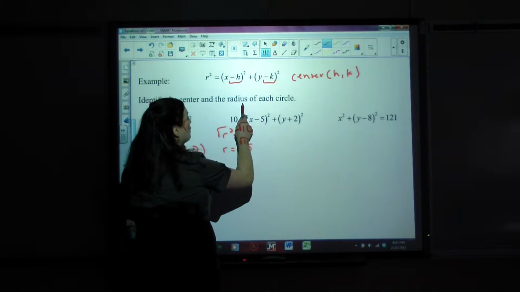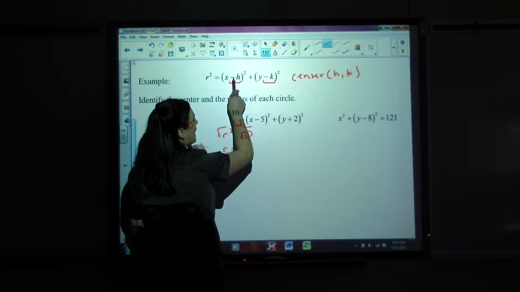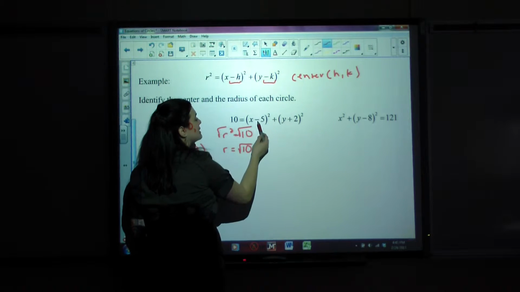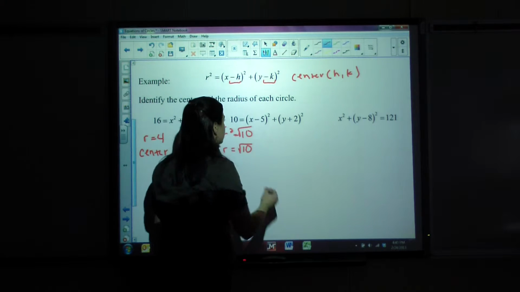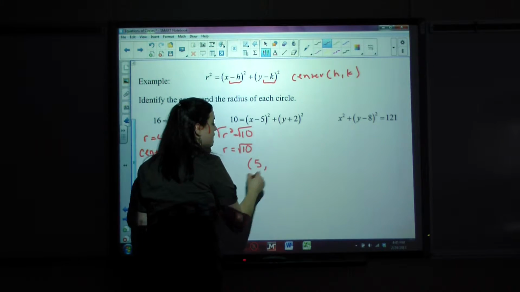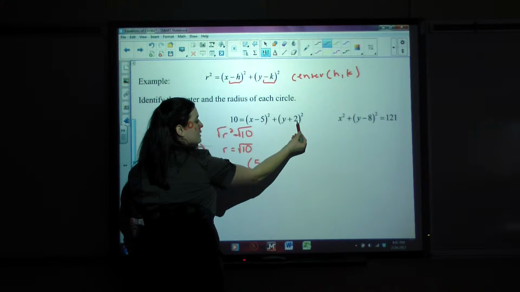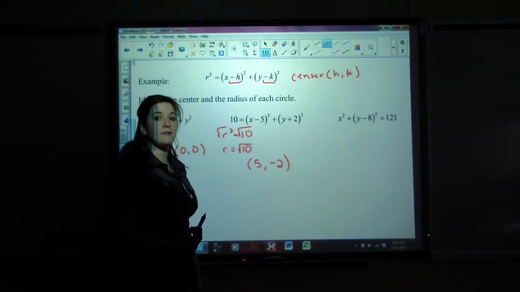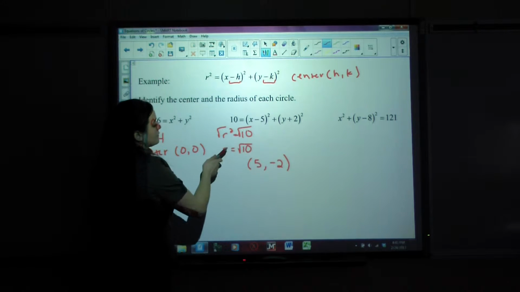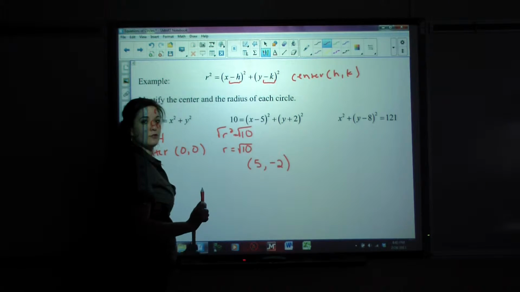Okay, how about the center? Remember, our center is at h and k, so we have to be thinking the opposite of what's in the parentheses. So this one says negative 5. So the x value of our center is actually at positive 5. And the y value, again, opposite of k, k is actually going to be negative 2. So our center is at positive 5, negative 2. So this one has a radius of root 10 and a center of 5, negative 2.